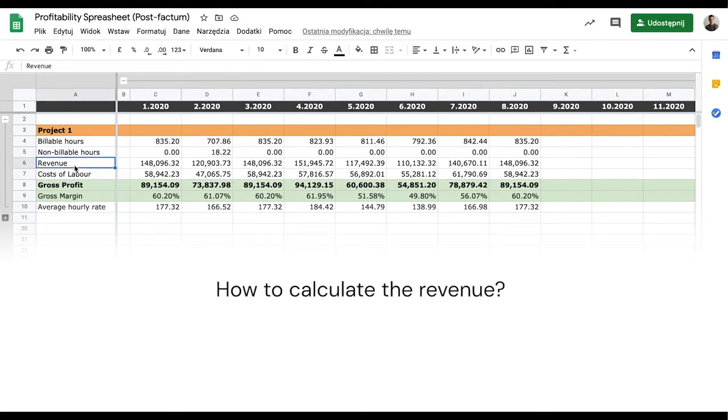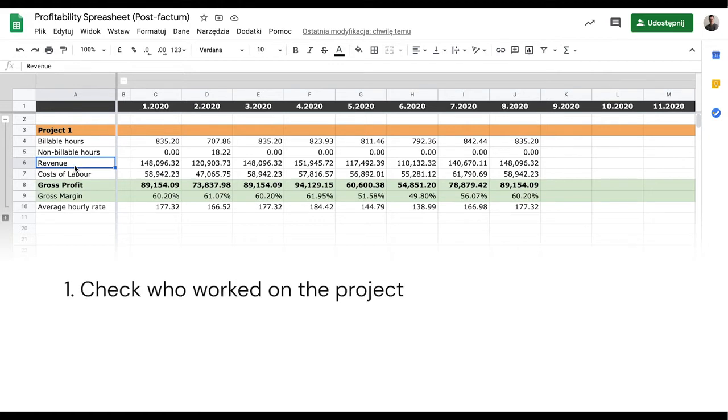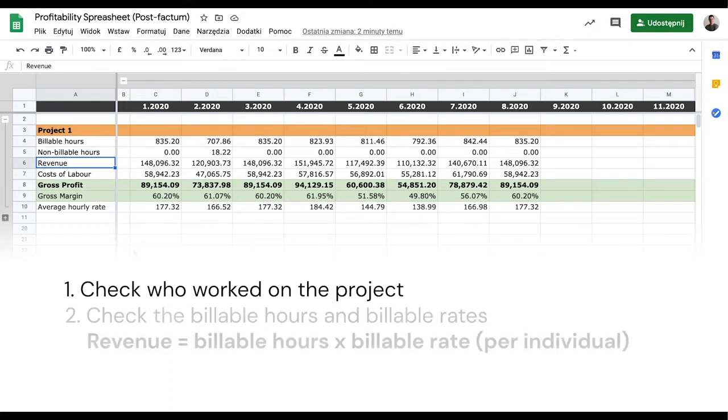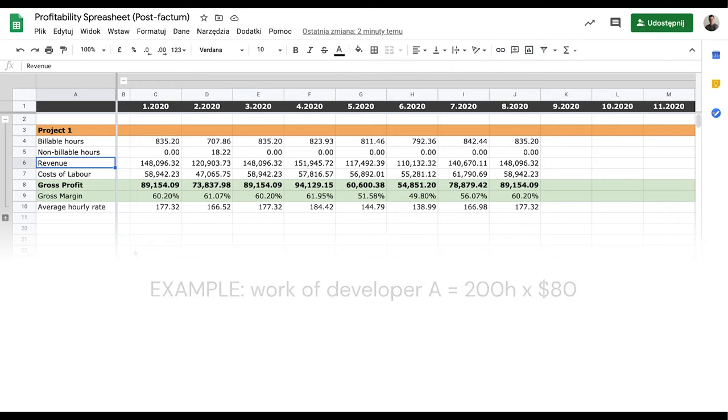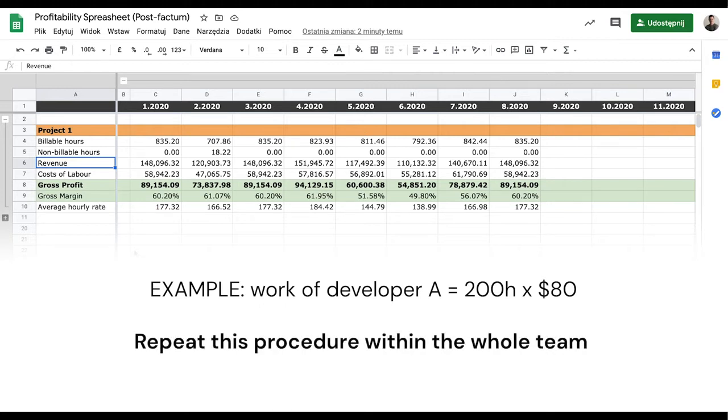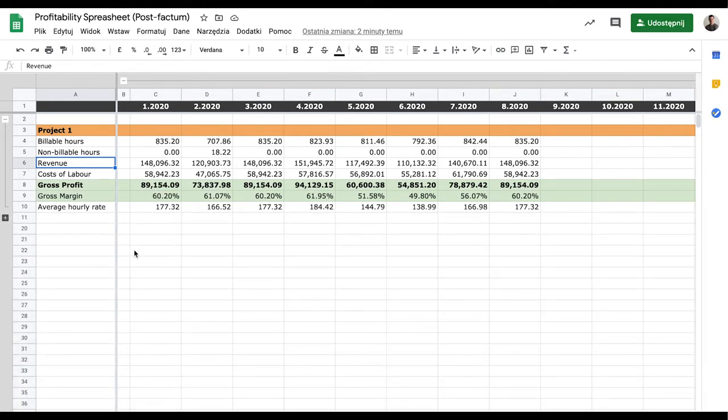It's actually quite complicated to get to this number as there are many manual steps involved. So first, we need to know who worked on the project. Then we need to look at these individual team members, their billable hours, their billable rates, and multiply them. So for example, developer A worked 200 hours at $80, so I would multiply that and I would repeat this procedure for everyone within my team. So the number of billable hours in a given month times their billable rate, which may be different. And that gives me the total that I should bill the client for.